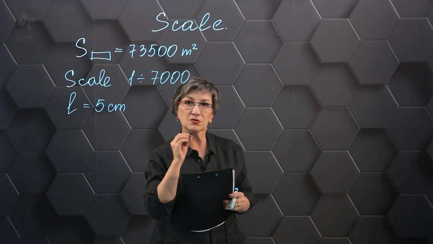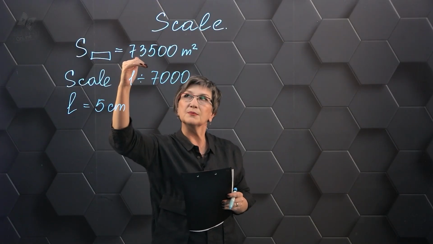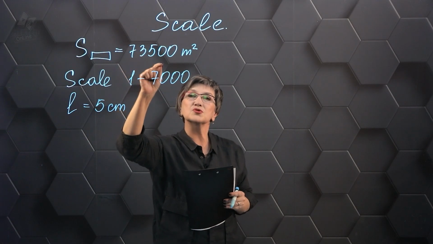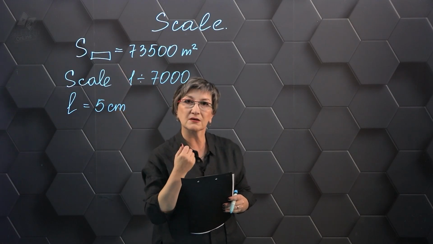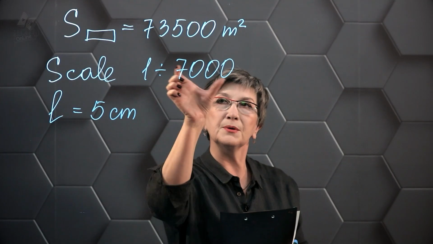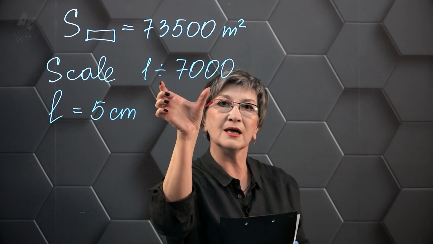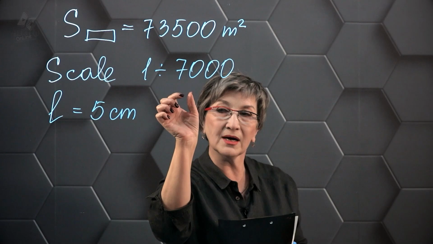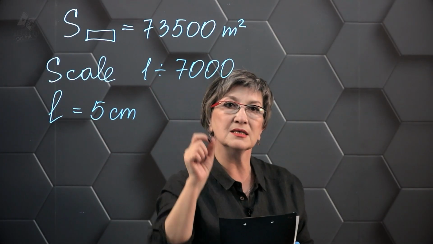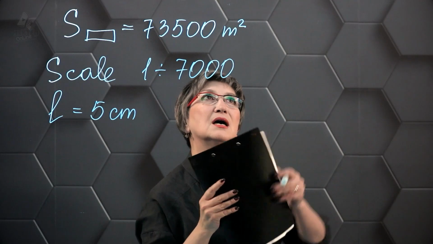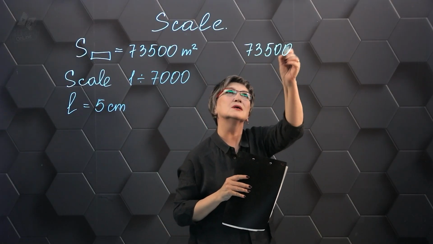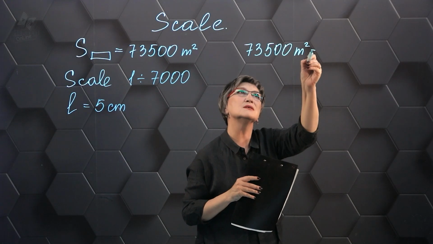In order to solve this problem correctly, we first convert the area, which is 73,500 square meters, into centimeters squared. Why in centimeters? Because when depicting this area on a piece of paper, the length is 5 centimeters and the scale is 1 to 7,000. So let's convert 73,500 square meters into square centimeters.